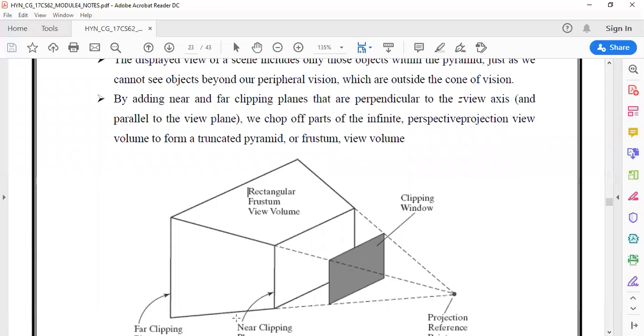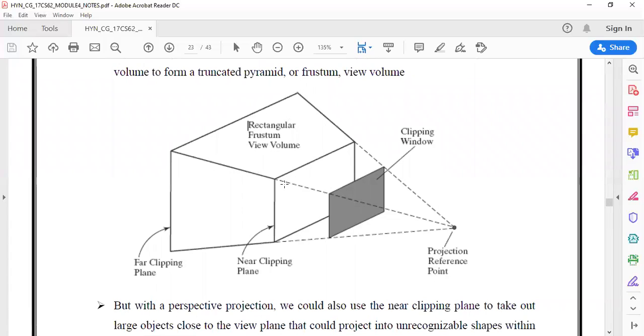By adding the near clipping plane and the far clipping plane, which are perpendicular to the z view axis, we chop off the parts of the infinite perspective projection view volume to a truncated pyramid. That means we cut off all the far infinite parts, and we can see whatever is there between the near and the far clipping plane. This truncated pyramid we call a frustum or the view volume. So this is our rectangular frustum or view volume of our perspective projection.